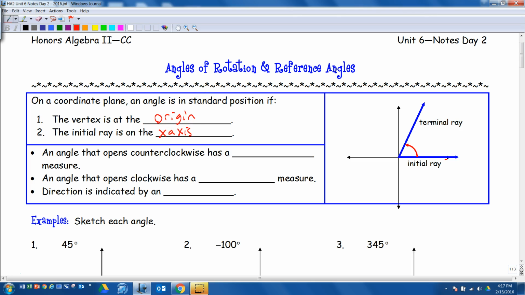If we have an angle that opens counterclockwise, we say that has a positive measure. Now, in your note sheet, you might have one where it says counterclockwise again. Just cross that out. It should just say clockwise, and clockwise has a negative measure. Direction is indicated by an arrow.